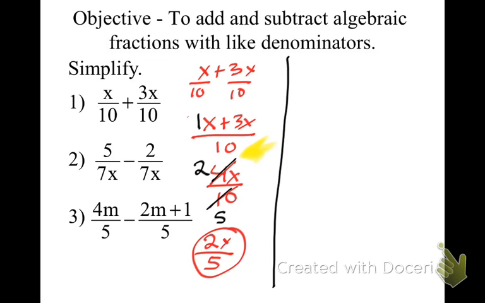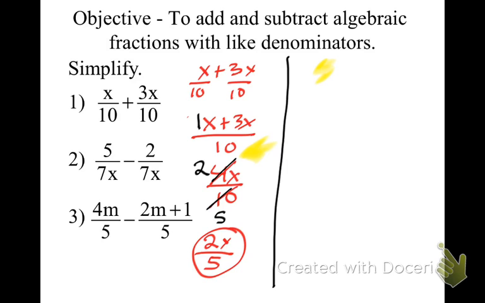I then divide out a common factor, and what you're left with is 2x over 5. Now you try number 2. Pause the recording. All right, now let's check our work.